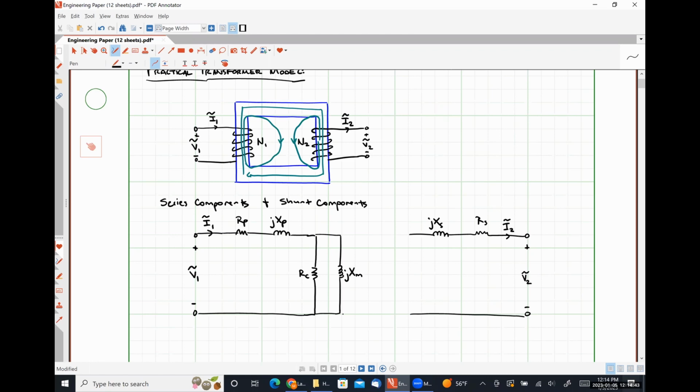And then finally, our last piece of our model is an ideal transformer, because we need this system to step up or step down voltages. So we're going to have an ideal transformer here in the middle, with a turns ratio of N1 to N2. I'm using my dot convention, and we're only going to deal with these dots in this particular direction. So this is our model, and as it stands, it can be a bit of a pain to use.